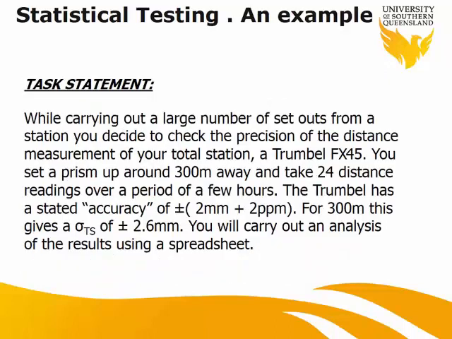I'll give you an example. Just imagine we have a 300-meter distance that we want to measure, and we've measured it 24 times. Assuming we use an instrument with an EDM accuracy of 2 millimeter plus 2 ppm, our sigma or standard deviation for 300 meters is obviously 2.6 millimeter. But remember, the sigma of the mean would be different because we've measured it 24 times. So this is how it works.